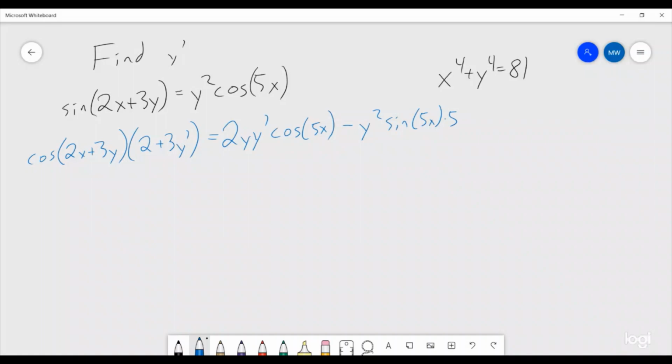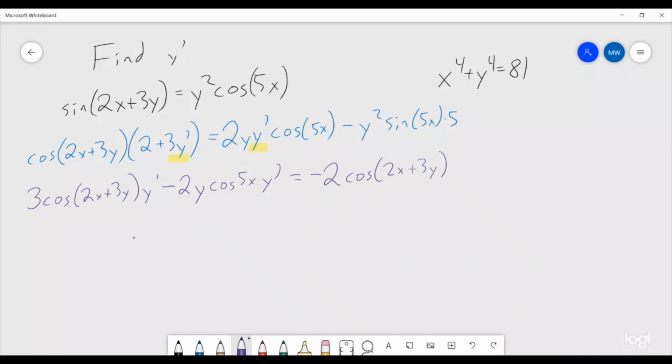And we are now going to try and solve for y prime. So we have a y prime here and a y prime here that we need to get alone. Everything else we want to move to the other side. So when we do so, we are going to be left with 3 cosine of 2x plus 3y, y prime, minus the 2y cosine of 5x, y prime, is equal to, moving the other pieces over, minus 2 cosine of 2x plus 3y, minus y squared sine of 5x times 5.